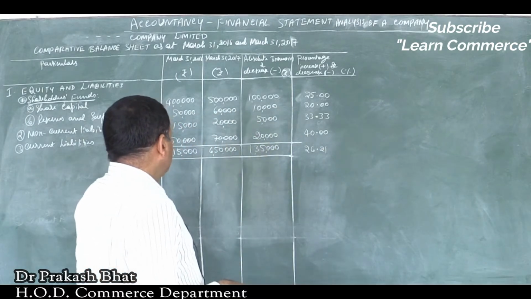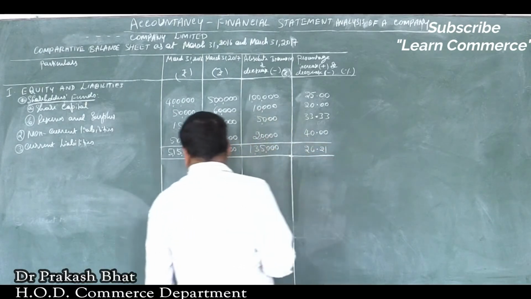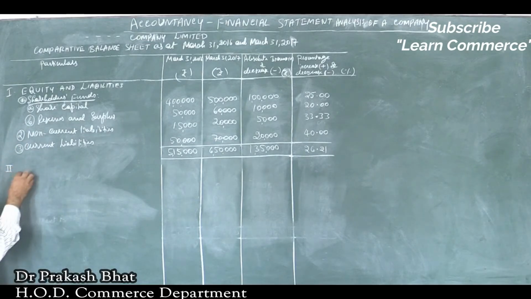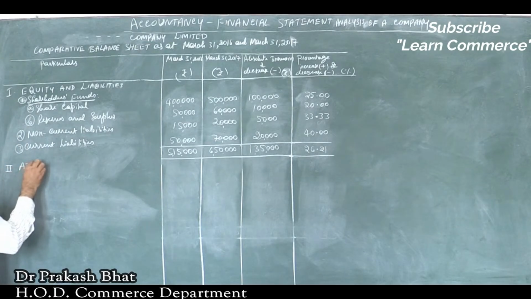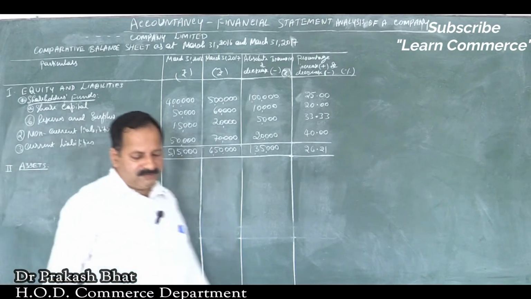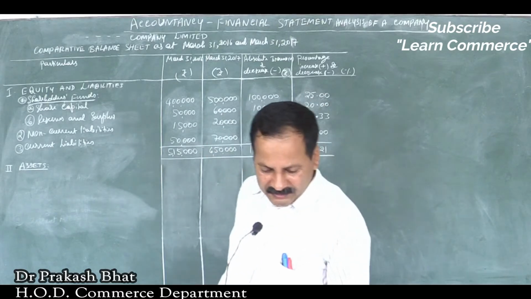So it is done. Your liability side is done. Let us move on to asset side. Second one. Now Roman 2, assets. Under that, fixed assets, that is non-current assets, isn't it? Non-current assets.